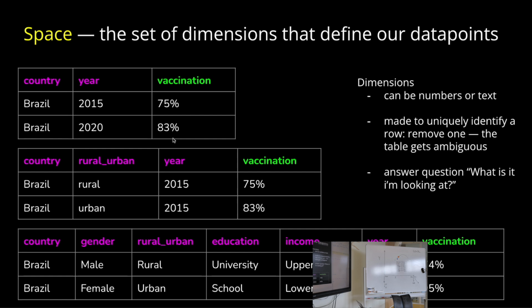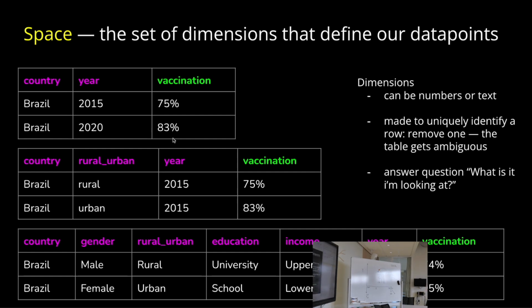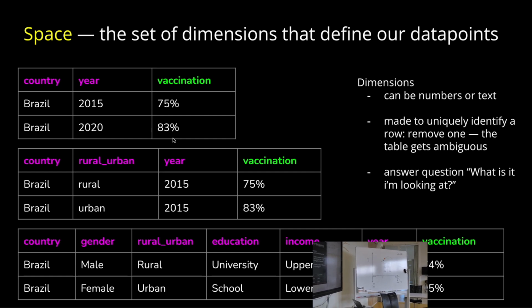Yeah? So the measures give you the new information, and the dimensions tell you what this information is about. Yeah? So this is like introducing the characters. The dimensions help you to introduce our data points, and the measures are what we learned about.